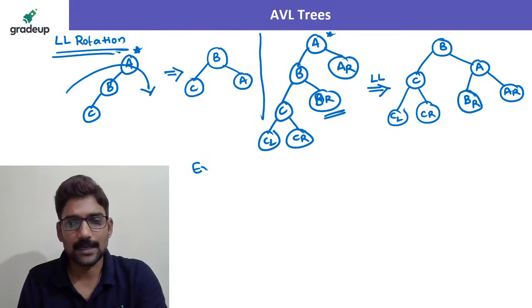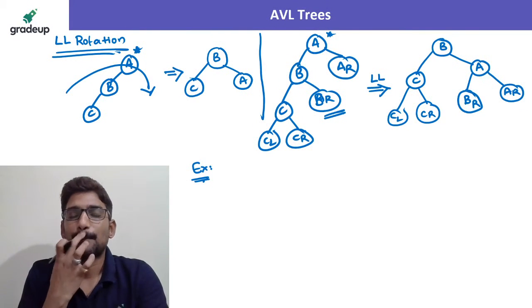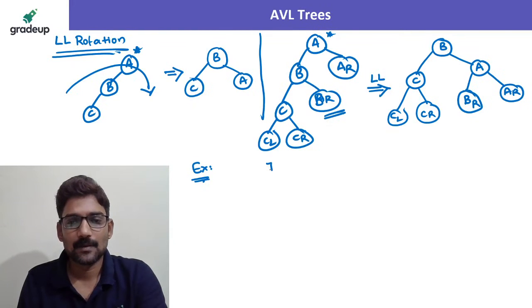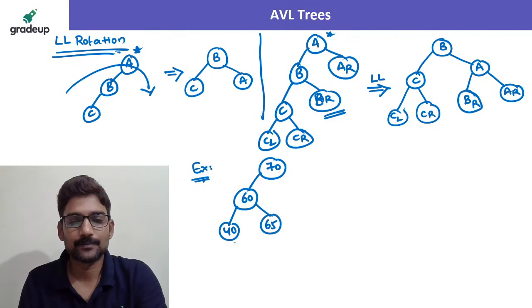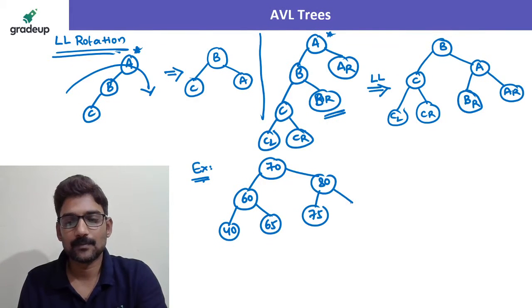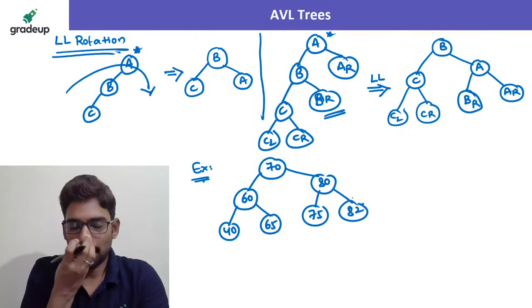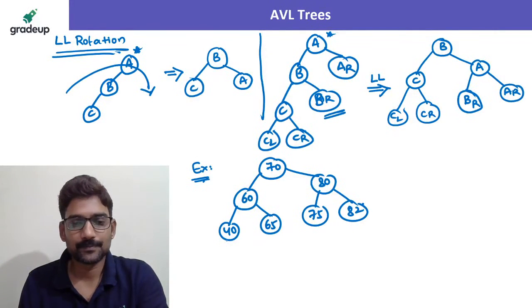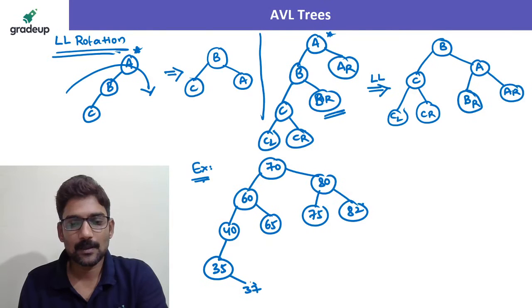Now I will give you one example quickly. Suppose we are having values like this: 70, 60, 40, 65, 80, 75, 82, 35, 37.